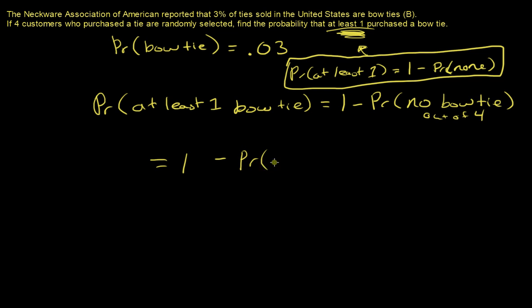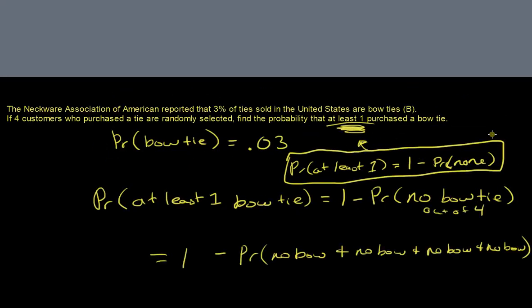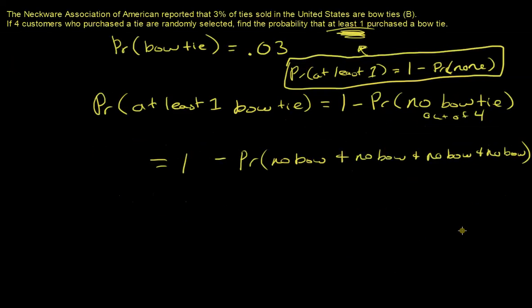All right, so now, how do I need to find the probability of no bow tie out of 4, right? So that means that the first person does not get a bow tie. And the second person does not get a bow tie. And the third person does not get a bow tie. And the fourth person does not get a bow tie, right? None of the 4 people got a bow tie.